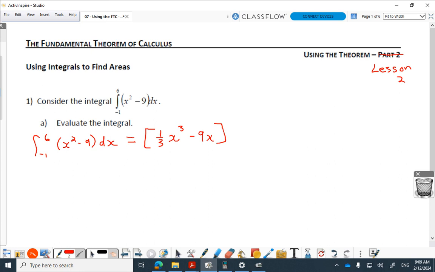Fundamental theorem of calculus part 2 says, yes, find the antiderivative, but then evaluate it at the endpoints and subtract those two values. Not so bad. I use square brackets to manage this. This is the one where I'm going to sub in 6, and this is the one where I'm going to sub in -1. I'm writing that in a slightly different order than I did last week to help you manage it. So I sub 6 into this: 1/3 times 6 cubed minus 9 times 6. And then this one's 1/3 times -1 cubed minus 9 times -1.